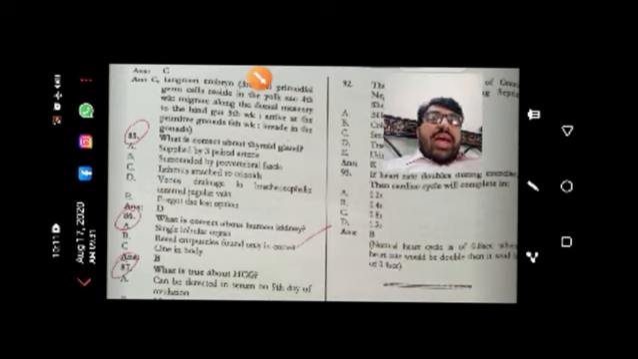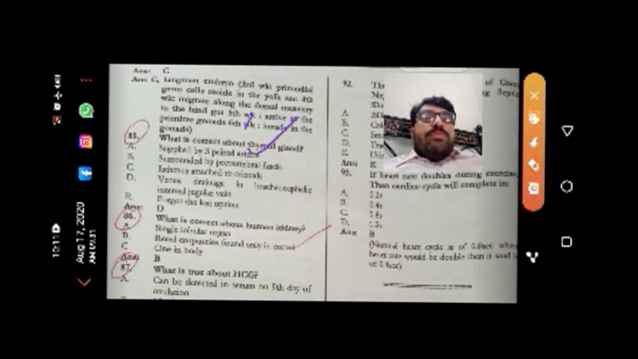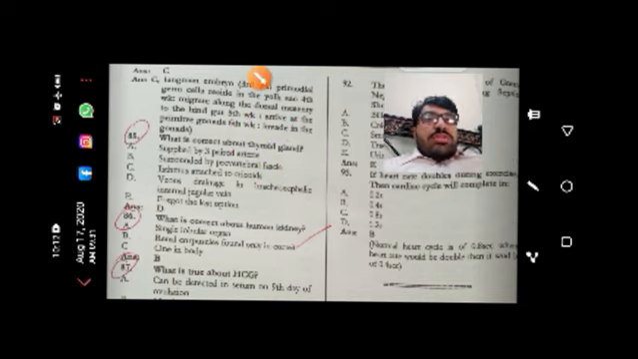What is correct about the thyroid gland? Supplied by 3 paired arteries? No, there are 2 paired arteries. Surrounded by prevertebral fascia, isthmus attached to cricoid. Now that is the right answer. Option D, venous drainage in the brachiocephalic vein and the internal jugular vein. So you have 3 paired veins: the superior thyroid vein, the middle thyroid vein, and the inferior thyroid vein. And all 3 drain into the brachiocephalic and internal jugular vein. So that is the right answer.